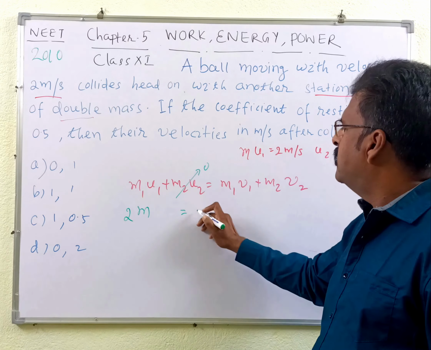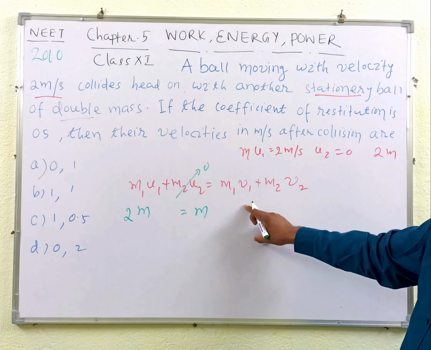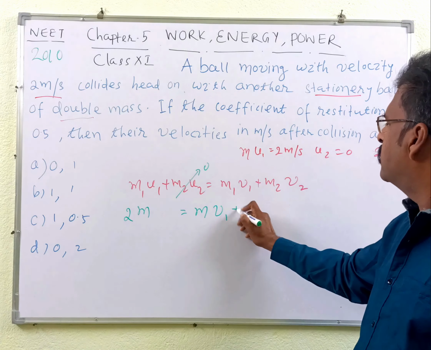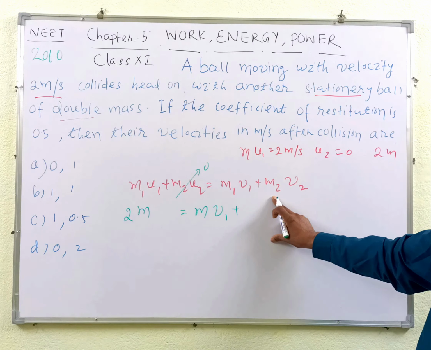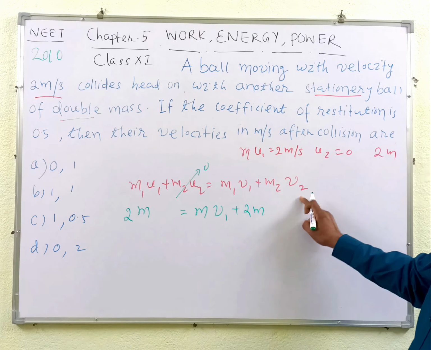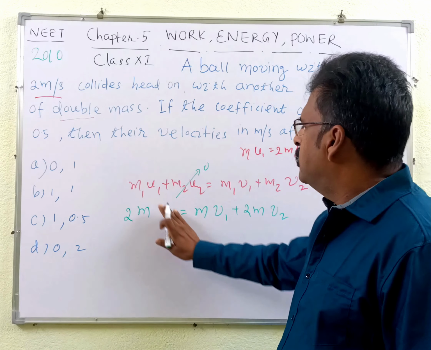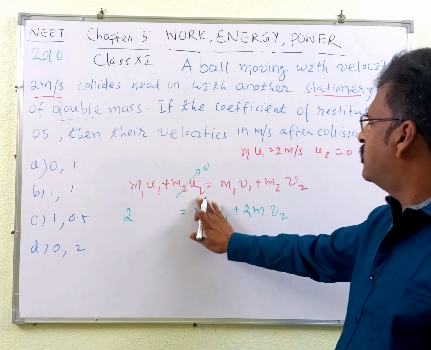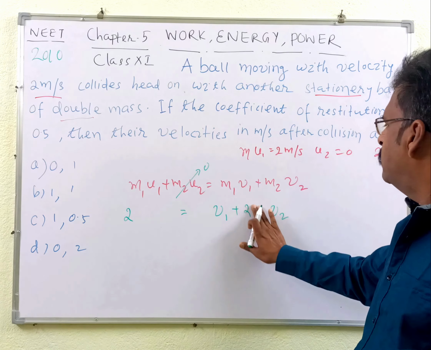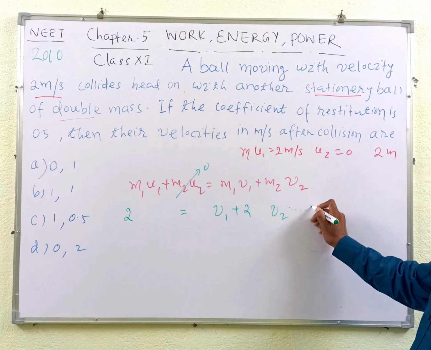m1 v1. m1 we have taken as m, and v1 we have to find out. And m2 is twice m, so let us write here twice m, and this is v2. v2 also we do not know. So if we divide this equation by m throughout on the left hand side and right hand side, we get the equation 2 is equal to v1 plus 2 v2. This may be equation 1.